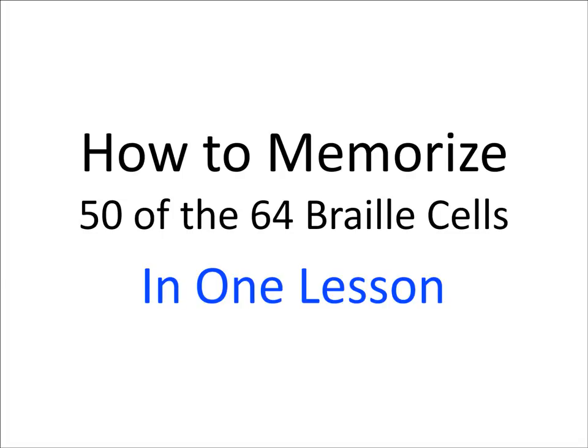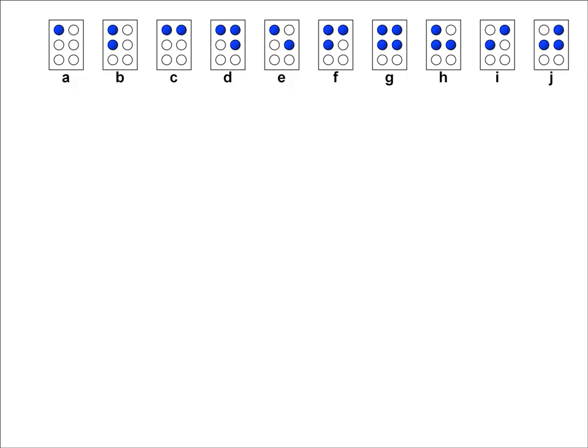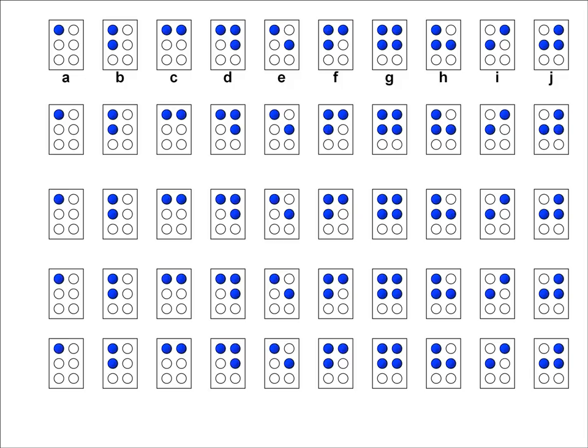This is how to memorize 50 of the 64 Braille cells in one lesson. 50 out of the 64 Braille cells have the exact same pattern of dots as letters A through J, with just a few small changes. Let's look at what's different about each row, and then we'll come back and see what letters all of these cells represent.